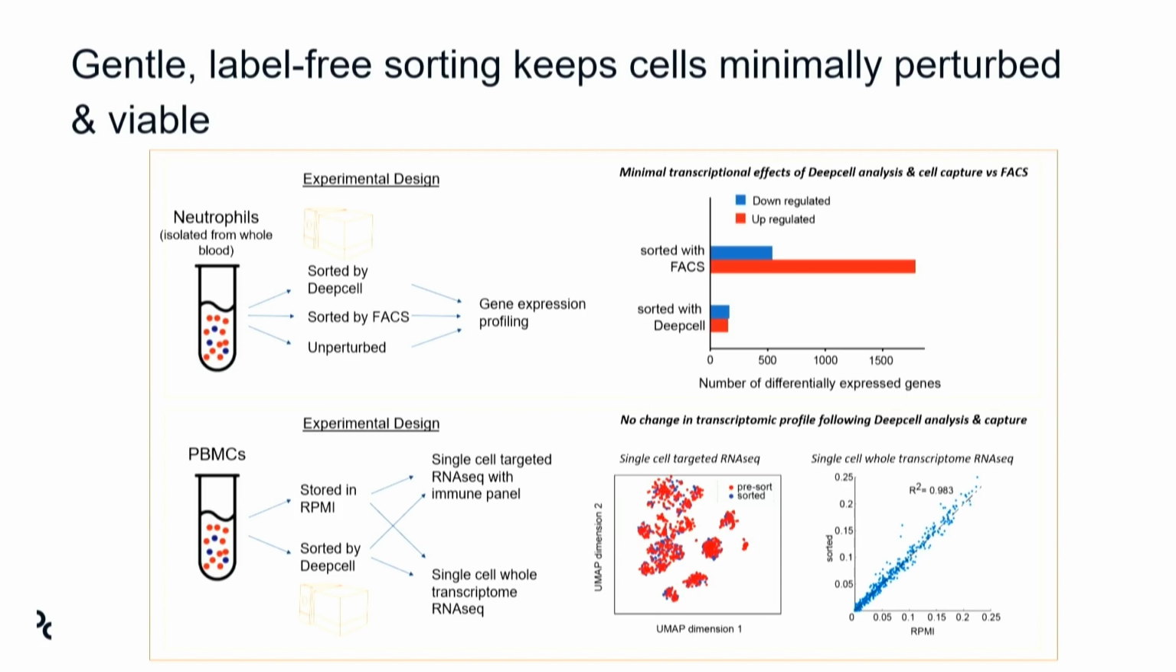And what you can see here in this UMAP on the left is that there's basically overlap between the pre-sorted cells that were just stored in RPMI and the cells that were sorted by Deepcell. In addition, if you look at the correlation plot on the right, we see that there's near perfect correlation between either being left in the RPMI media or being sorted on Deepcell. And so this really shows that there's high correlation and no effect on the downstream analyses due to the Deepcell platform. So this allows you to then continue on and do single cell analysis and other analyses with your cells.